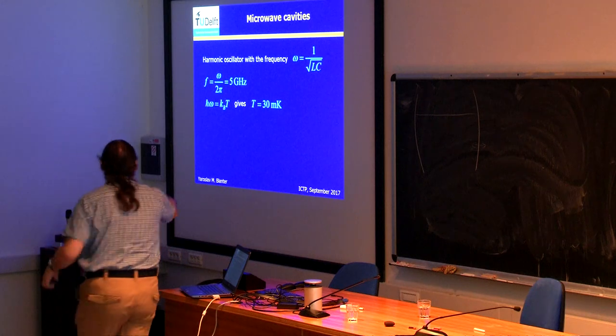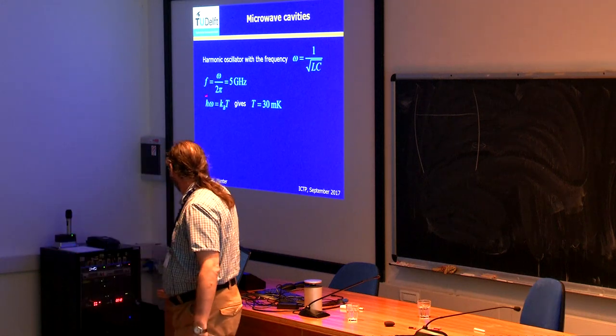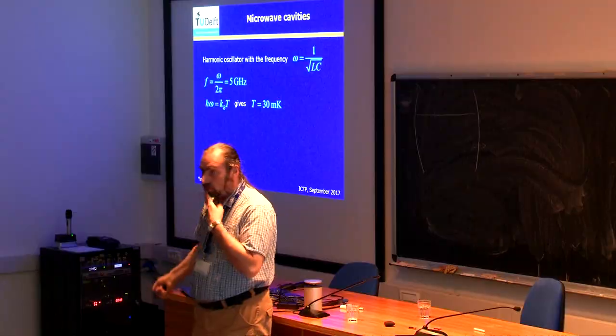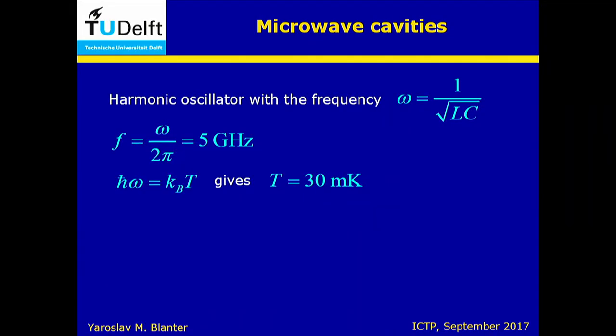Oh yeah, I have it on the slide. We actually have to compare the energy of the microwaves, one quantum of the radiation, which is ħω or h times f, with the thermal energy, which is kBT. For instance, if we take f, which is 5 gigahertz, then we get a temperature of 30 millikelvin.